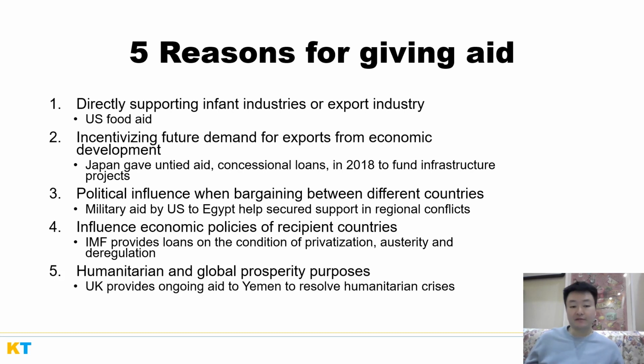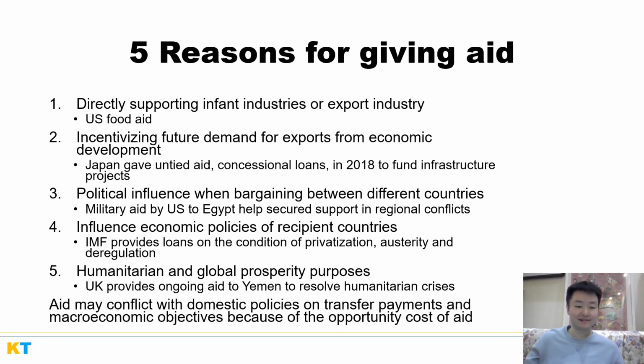And then number 5, just for humanitarian global prosperity purposes. An example of this would be the UK giving ongoing aid to Yemen to help resolve the humanitarian crises over there. So just out of the goodness of our own heart.